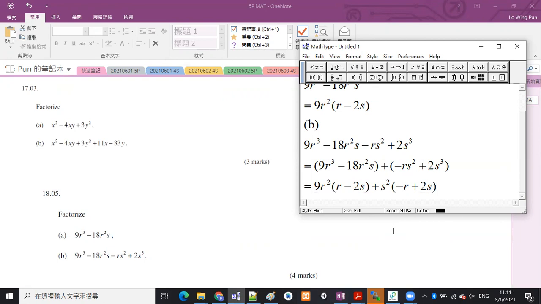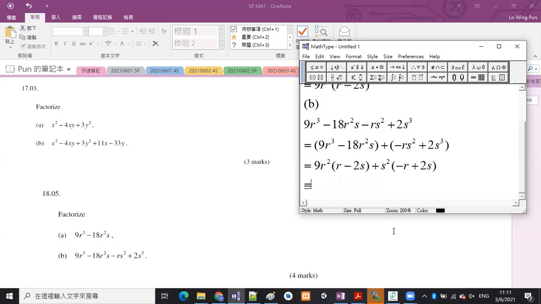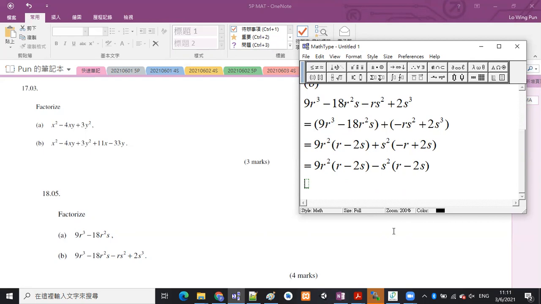This is r minus 2s, but this is negative r plus 2s. Again, the positive and negative signs are completely opposite. So we should take out the negative sign from the second bracket. So the first bracket is just copy. And then the plus becomes minus. And then the minus r becomes positive r. Plus 2s becomes minus 2s. Can you get this? So this r minus 2s becomes a common factor.